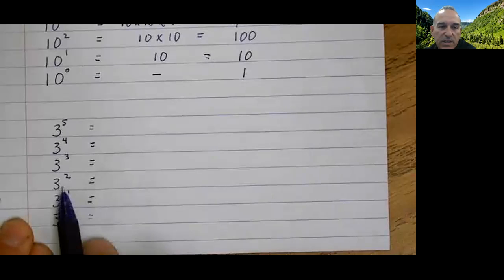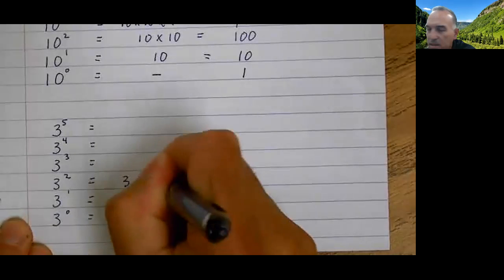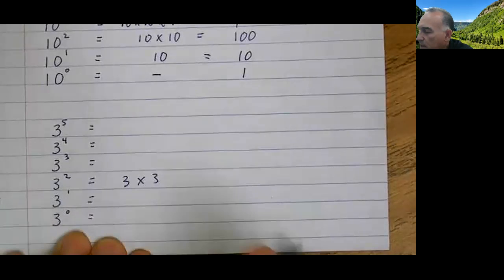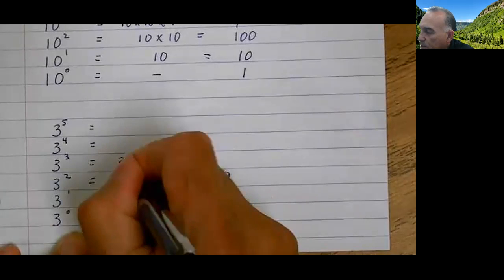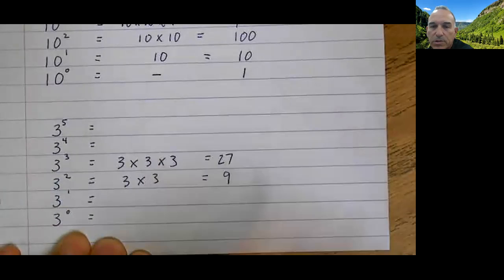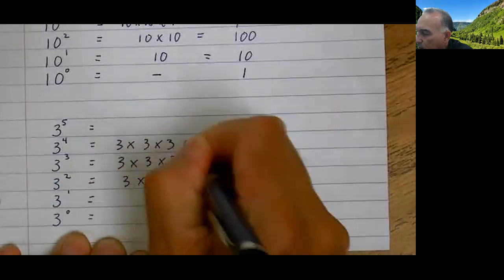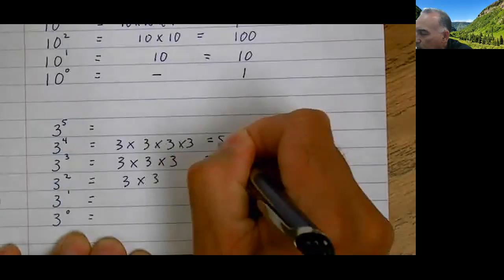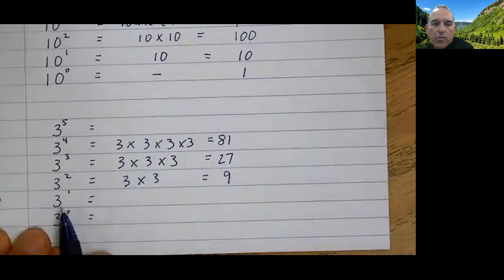Okay, let's take one that's easy. 3 to the second power. What that means is 3 times 3, it equals 9. This one here, this is 3 times 3 times 3, which equals 27. How about this one? 3 times 3 times 3 times 3, 81. Let's come down. So then you look at 3 to the first.